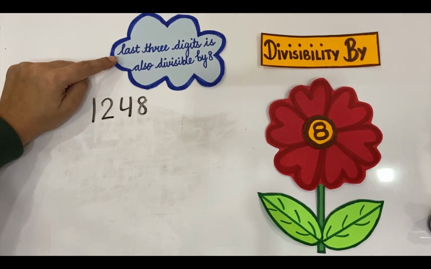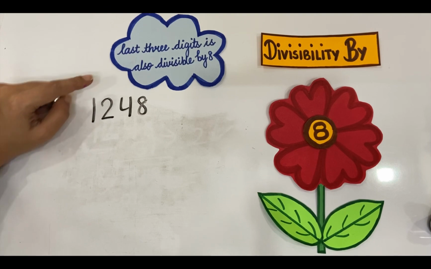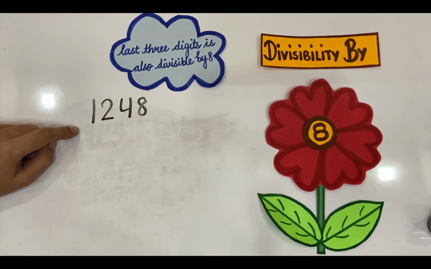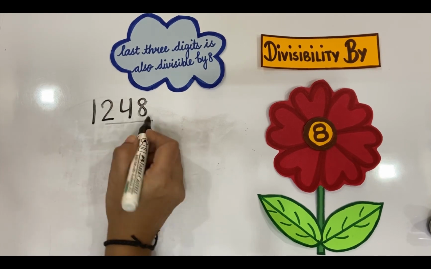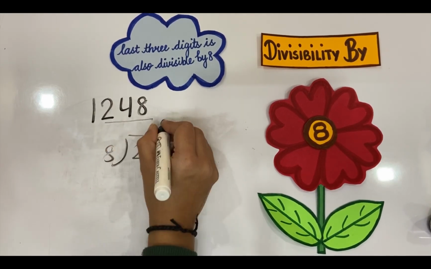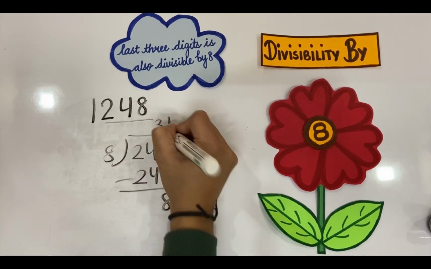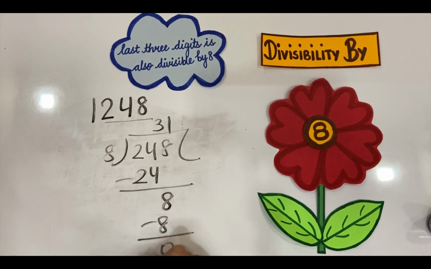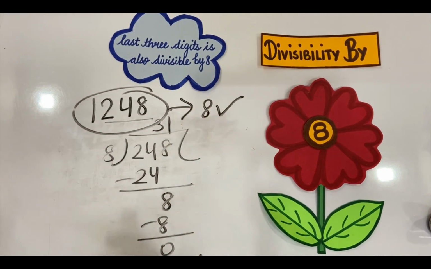Now divisibility by 8. If the last three digits are divisible by 8, then the whole number is divisible by 8. So let's take an example, 1248. So the last three digits are 248. So let's check whether 248 is divisible by 8 or not. So it is divisible by 8. That means the whole number is divisible by 8.